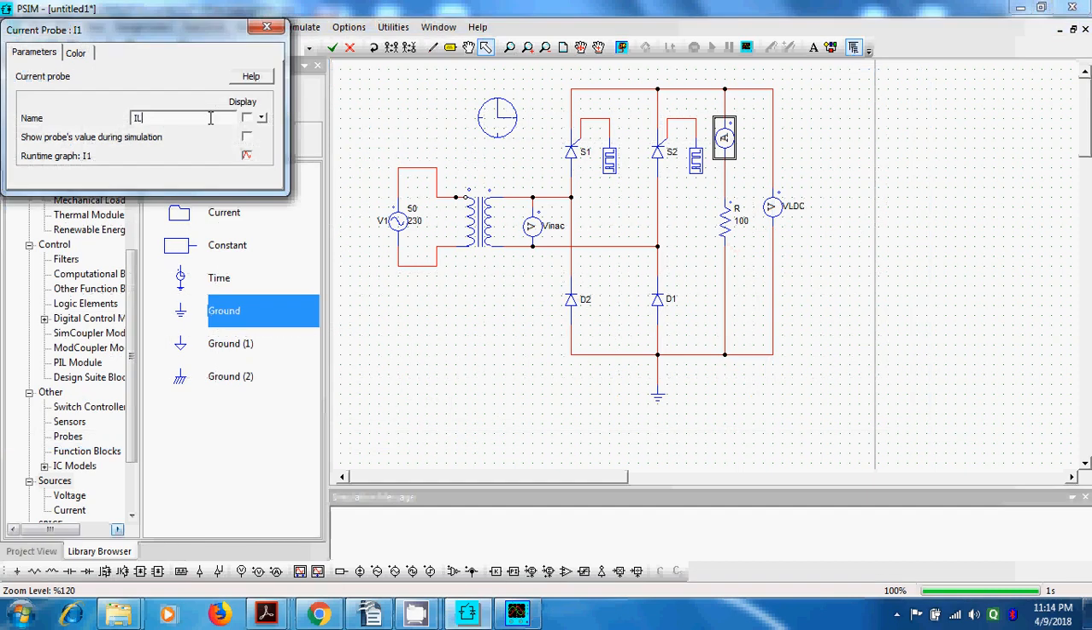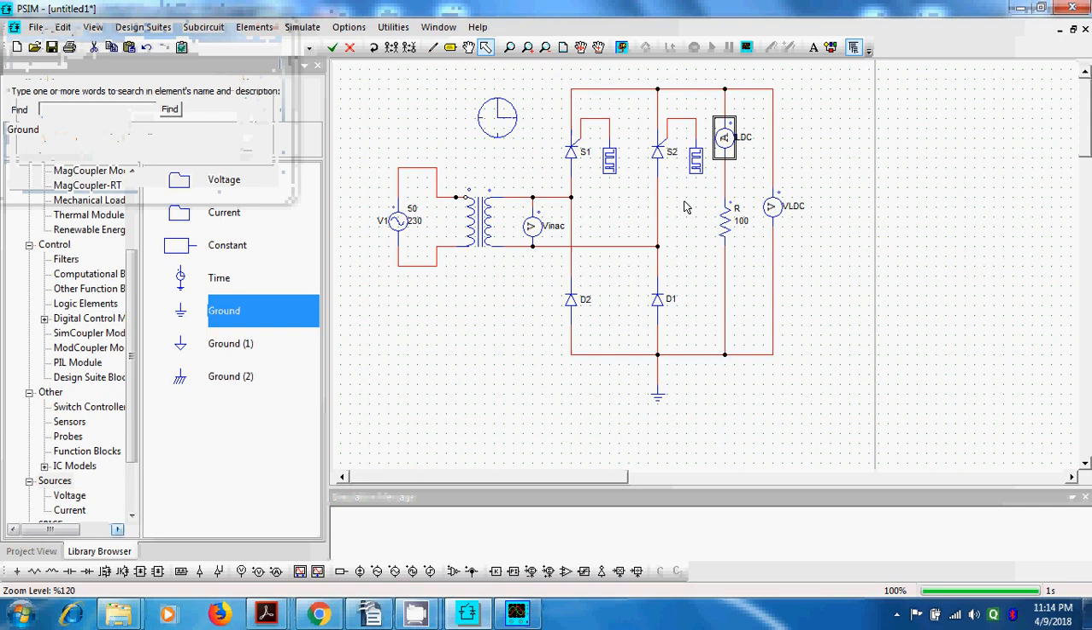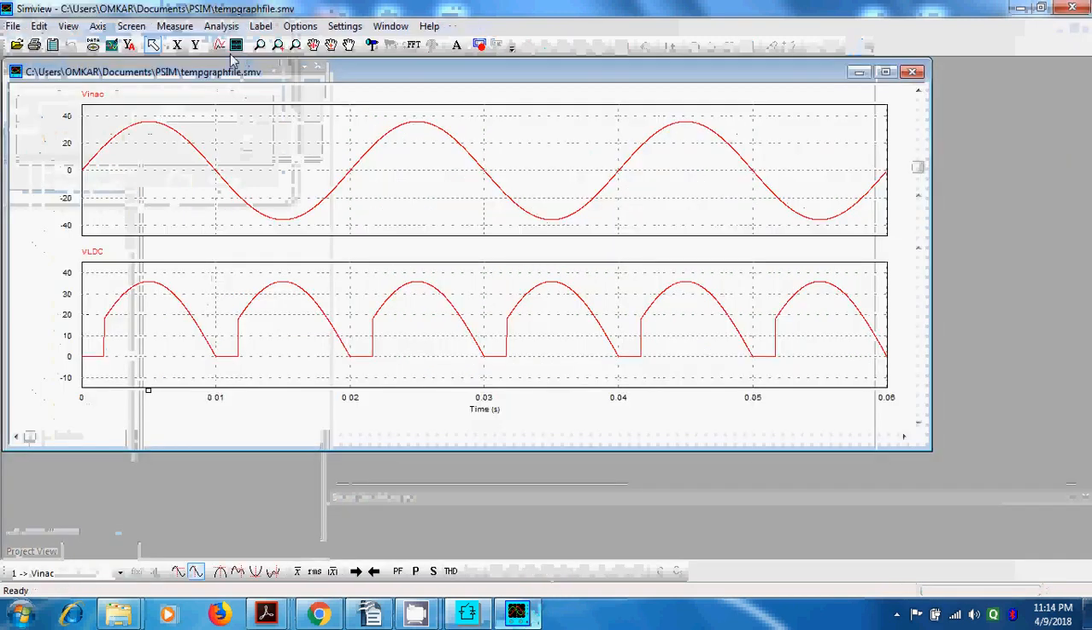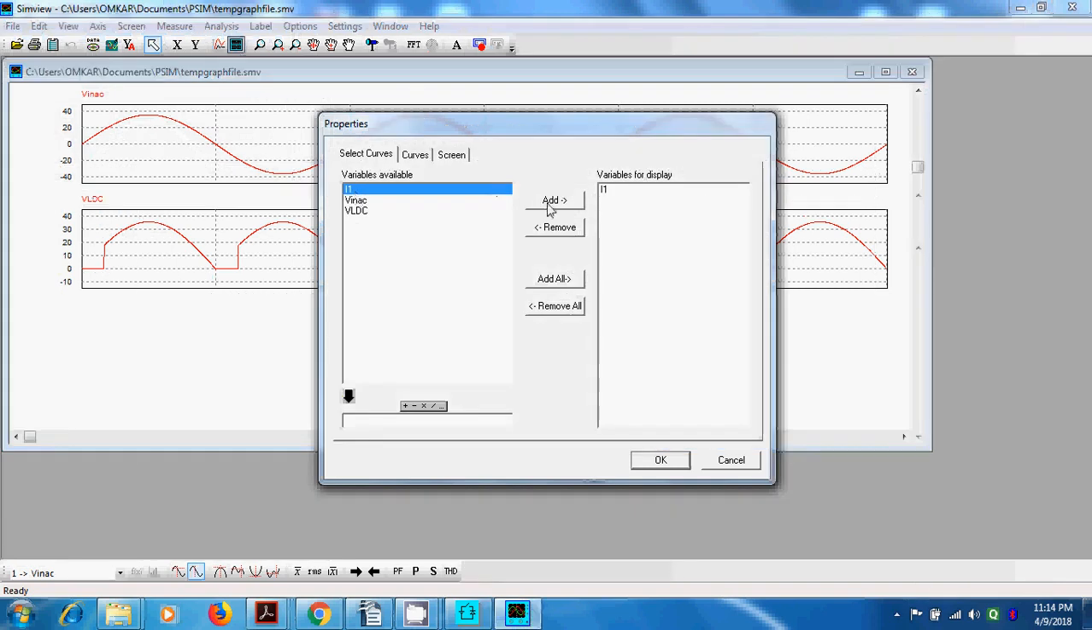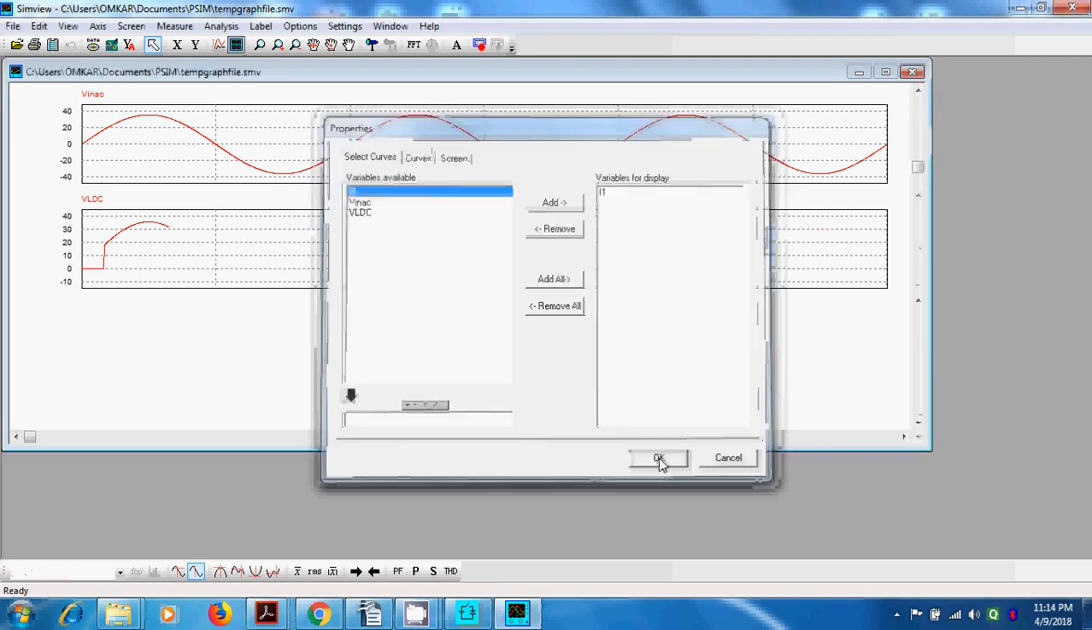So let us say ILDC, and I will make it display. That is my output current, ILDC. Now I will see here. Yes, it's okay. It has already run, so it will take the previous name as it is, that is I1, which is nothing but ILDC.